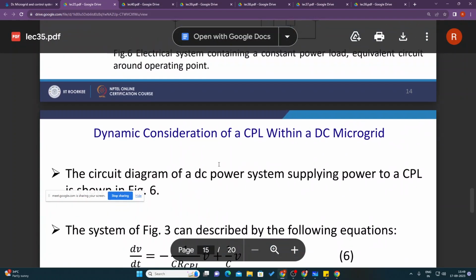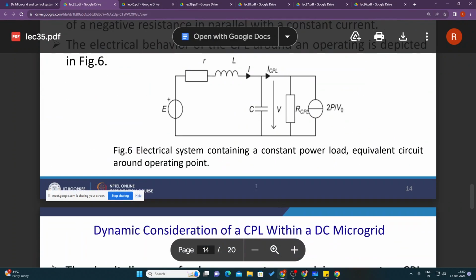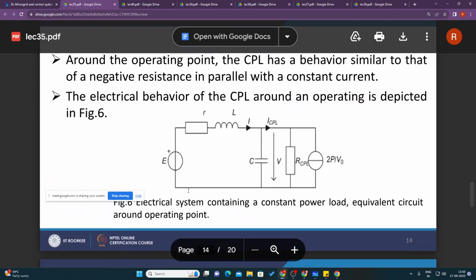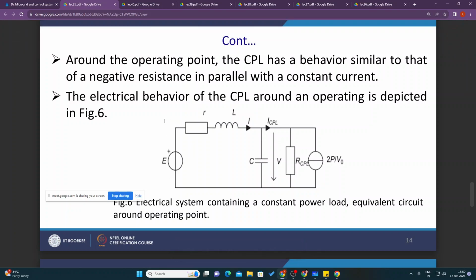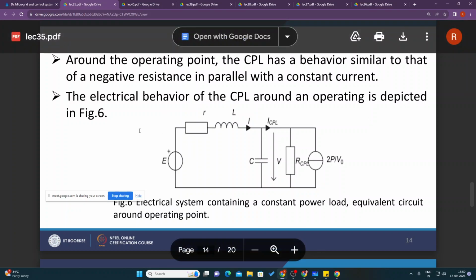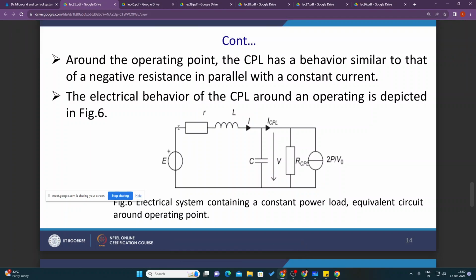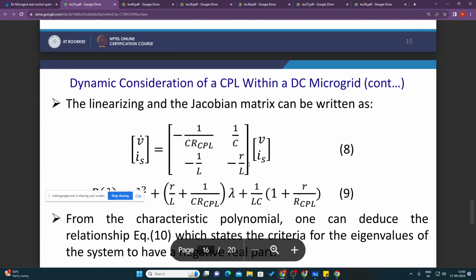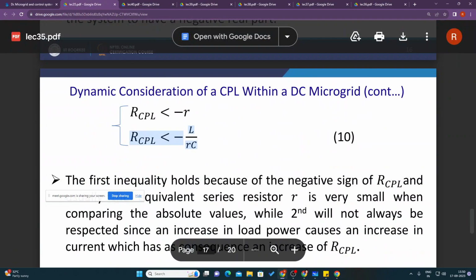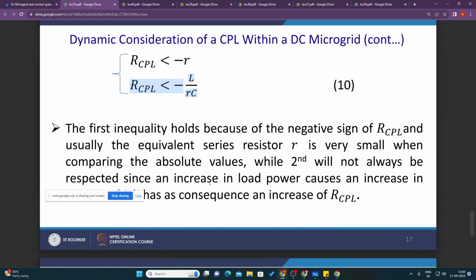So the first one was with respect to a boost converter. Here we are just connecting to a normal source through a normal source filter, which has a system resistance, inductance and a capacitance, RLC. Then we are observing what will be its characteristic, what will be its stability criterion.